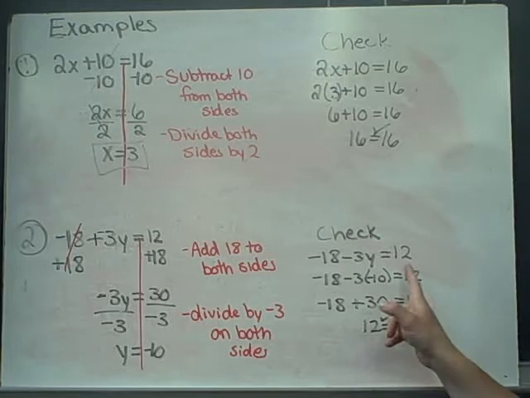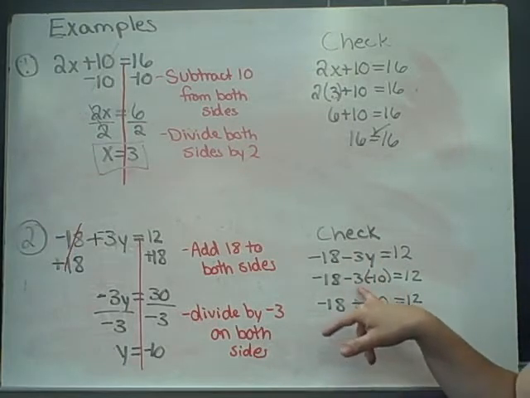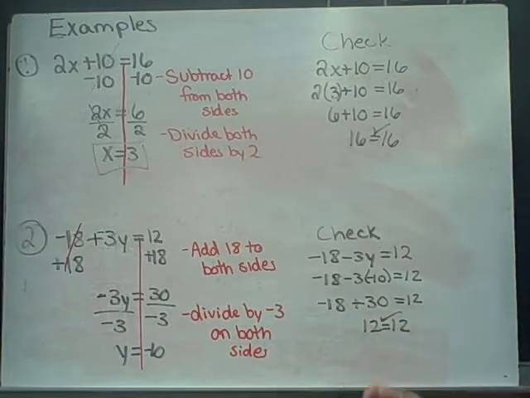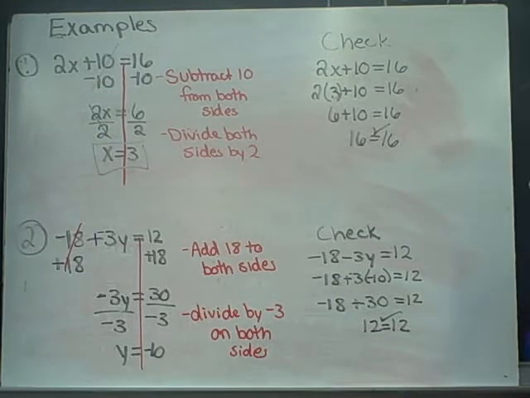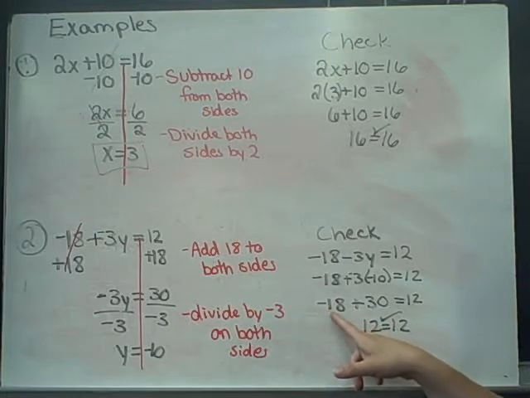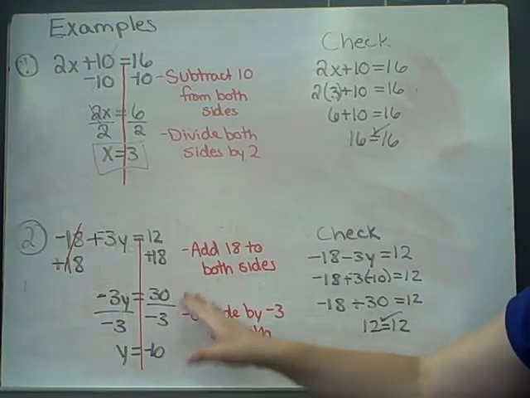You come over here and check. Plug your answer in. You have to be careful here. This is the same thing as plus a negative 3. If you had a negative 3 and a negative 10, you would end up with a positive 30 if you multiply them together. So negative 18 plus 30 gives me 12, and that is in fact a true statement. Remember, if it doesn't end up to be a true statement in your check, you need to return to your equation because something went wrong.